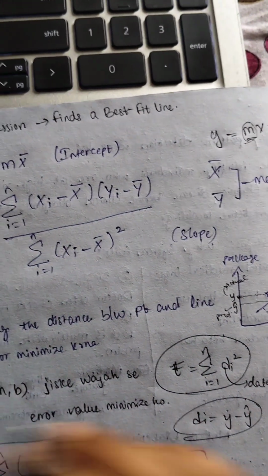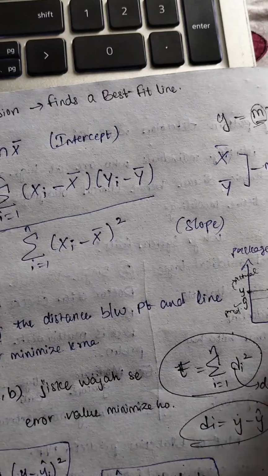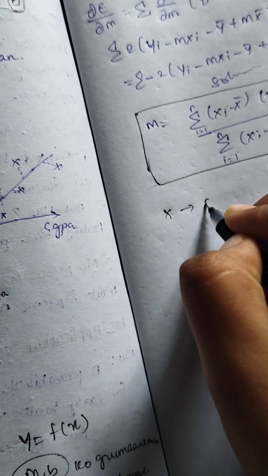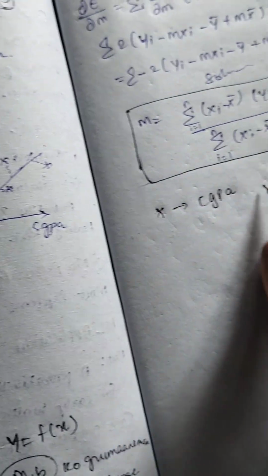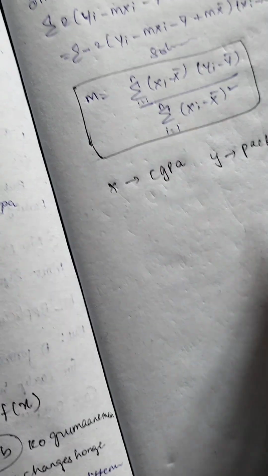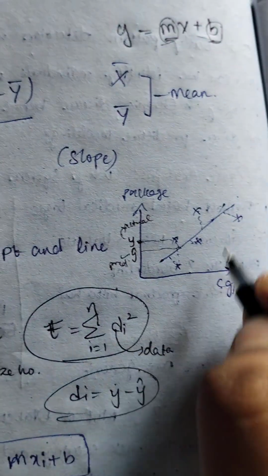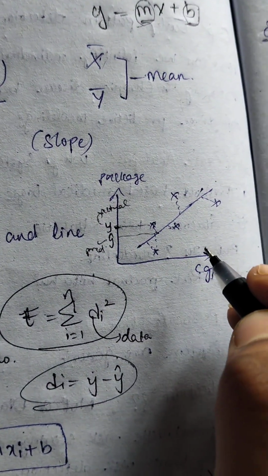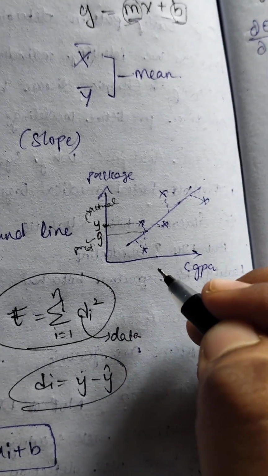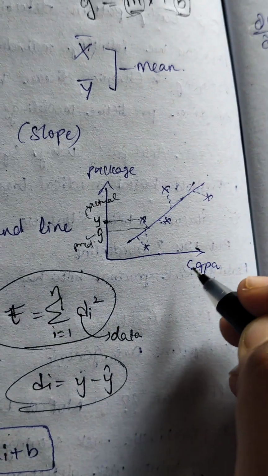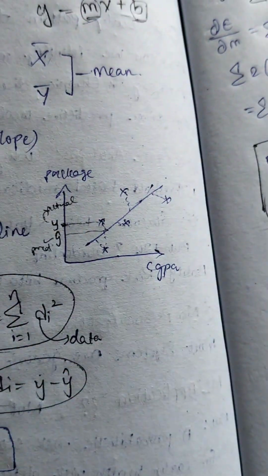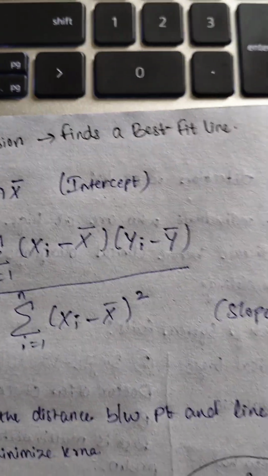First of all, imagine we have some data points. For example, we have x as the CGPA of a student and y as the package of that student. When we plot these points on a graph like this, they will not lie perfectly on a straight line. Some points will be above the line, some will be below the line. So the question is, how do you choose the best possible line? So, the idea of the best fit line.